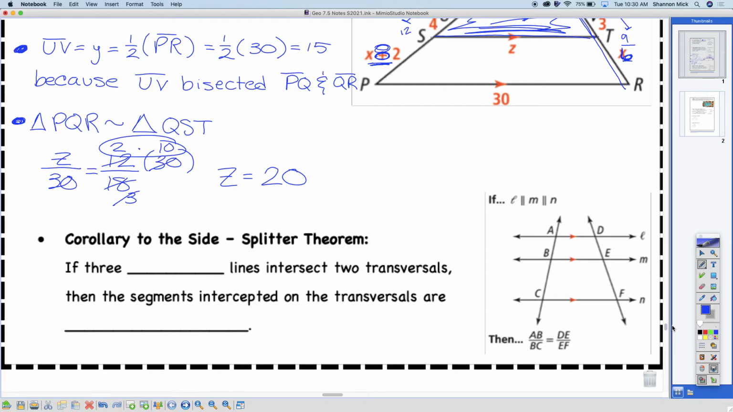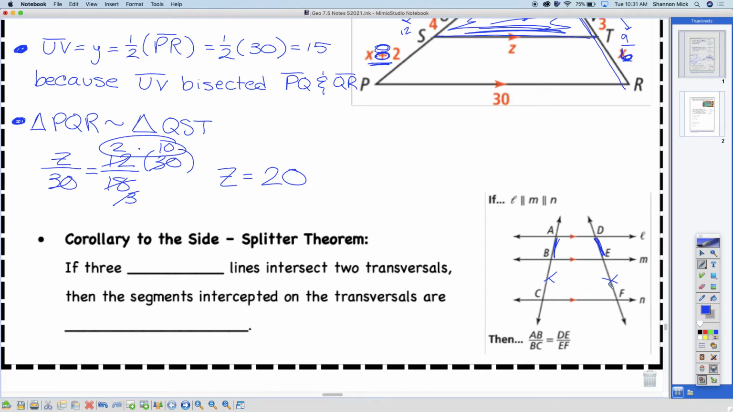So it tells me then, if all these things are parallel, what does this say about this proportionality? AB, which is right here, would be proportional to what? BC. And DE would be proportional to what? EF. Now, could I have written that AB over DE equals BC over EF? Yes, as long as I'm keeping those corresponding parts, either side to side or up and down, right?